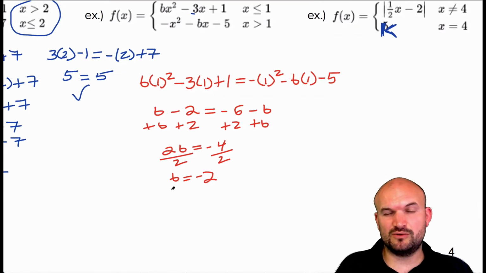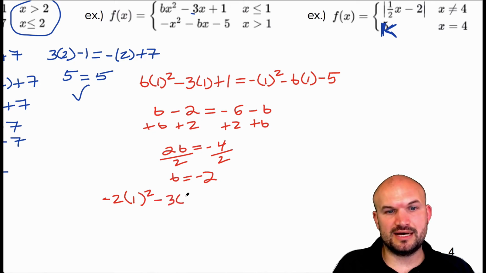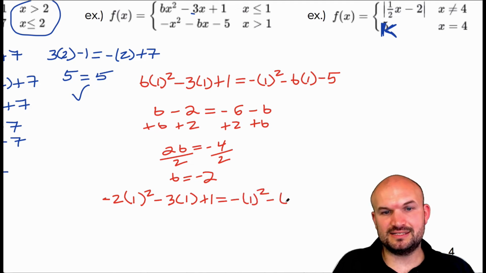Now, again, if we just want to verify our result, we can plug in -2 for b, just to make sure that works. So let's go and do it. So I'd have -2 times 1 squared minus 3 times 1 plus 1. That needs to equal -1 squared minus -2, make sure you're using parentheses, times 1 minus 5.